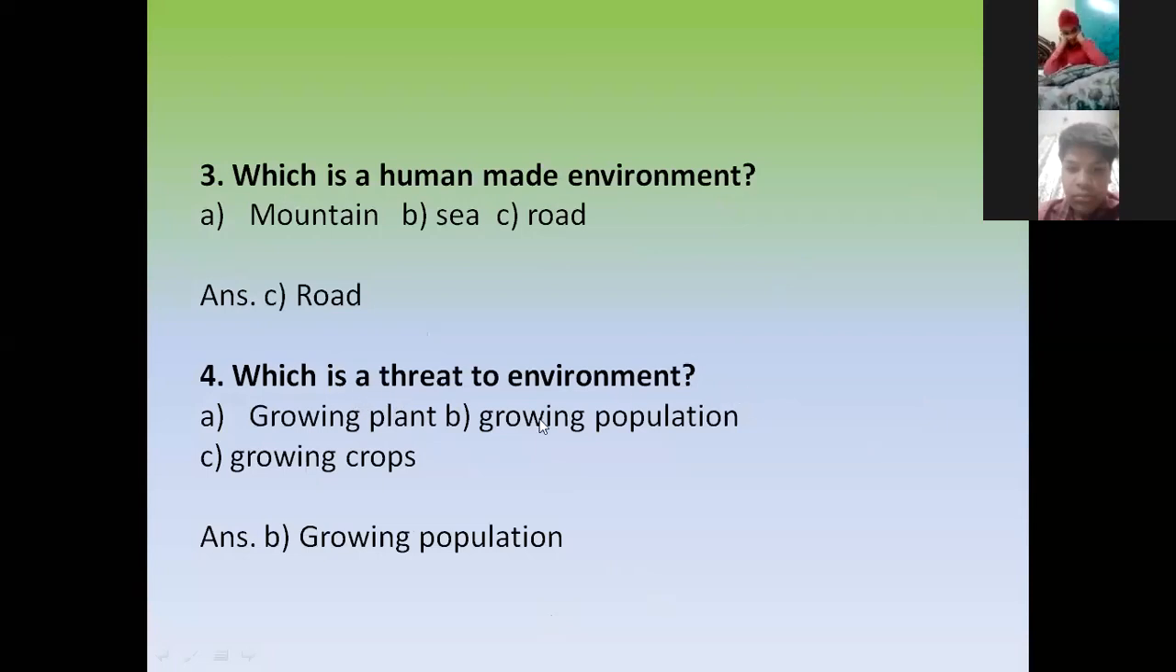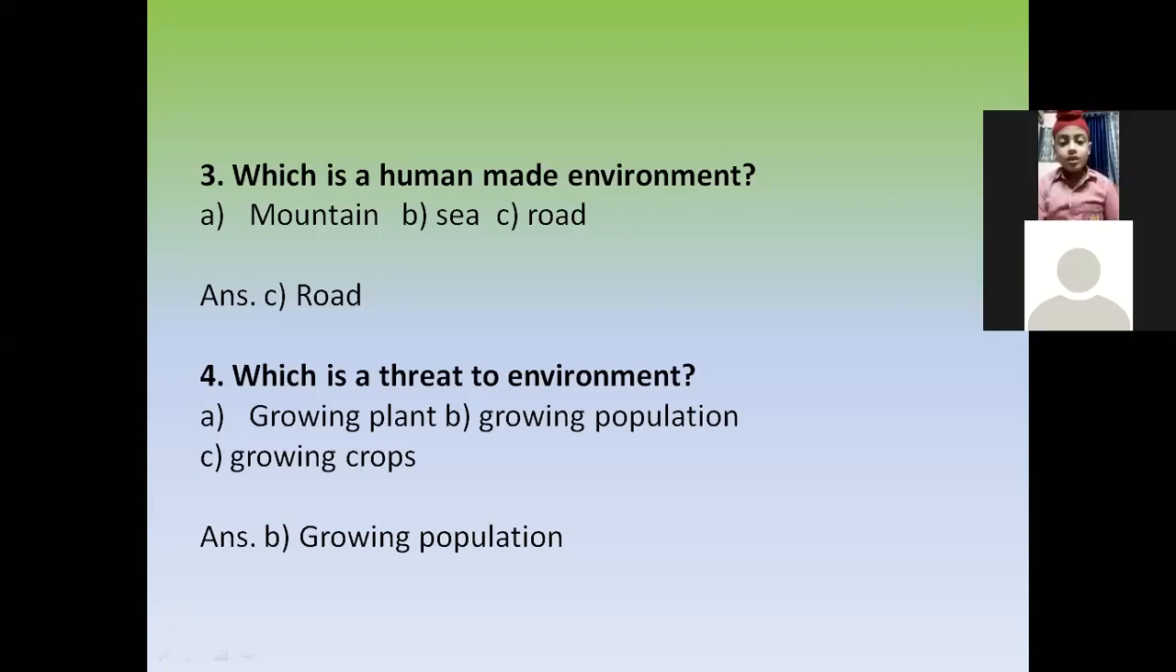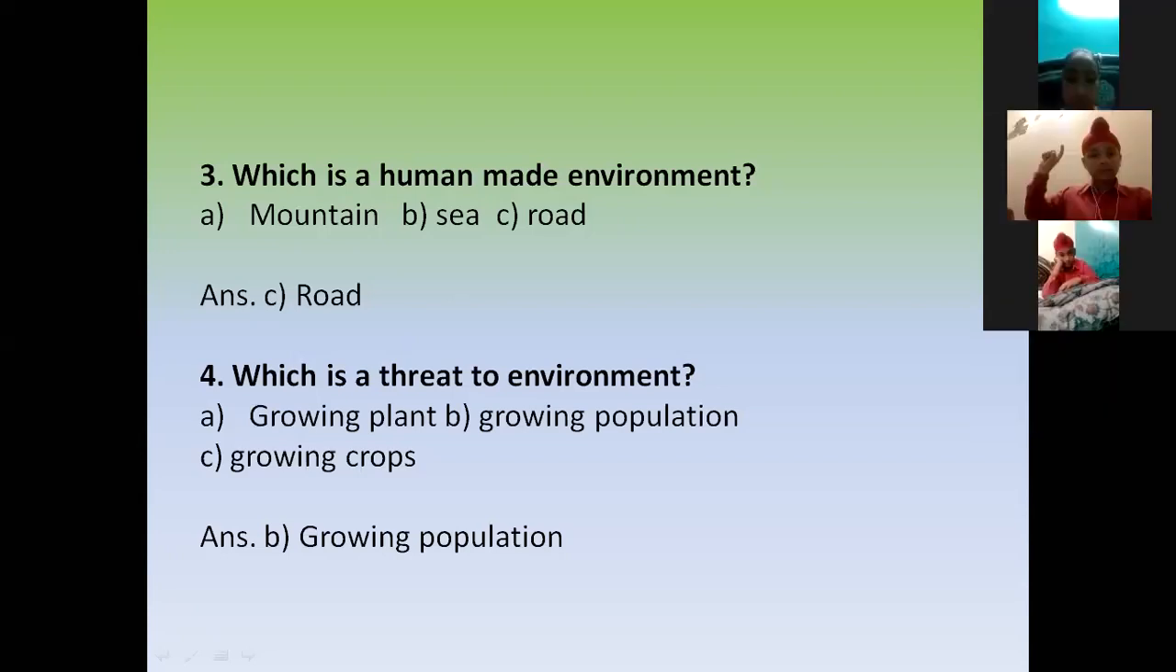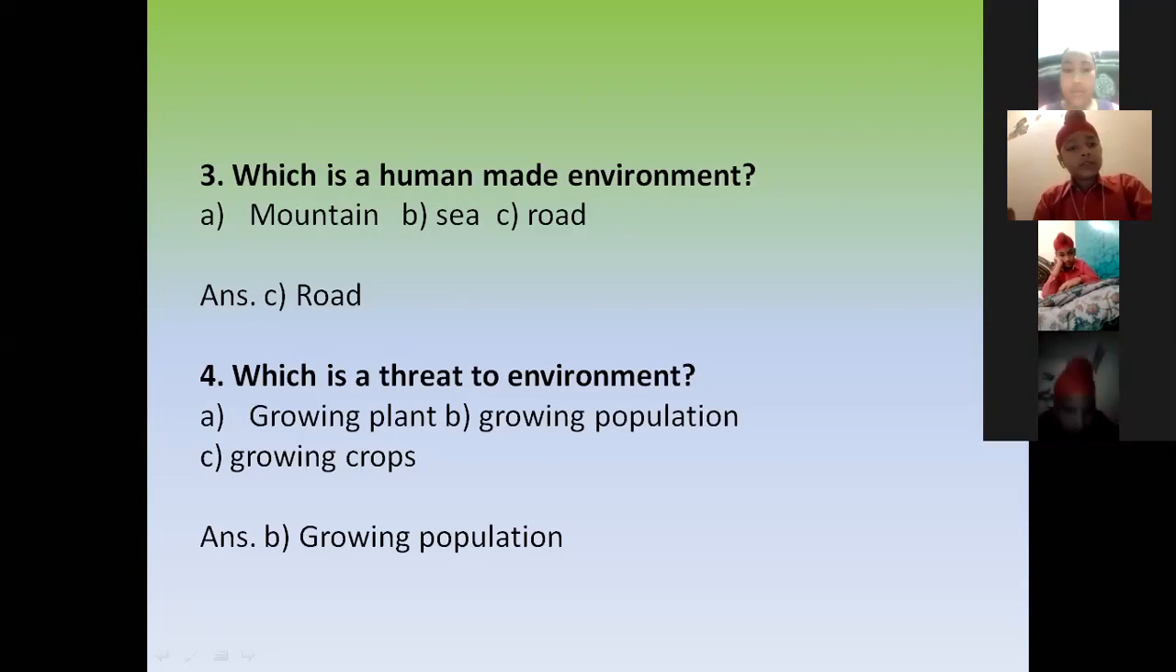Which is a threat to environment? Growing plant, growing population, or growing crops? Growing population. What is the meaning of threat? Dhaga. धागा? वो thread होता है. मैं threat पूछ रही हूँ.